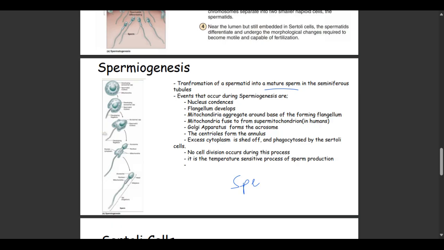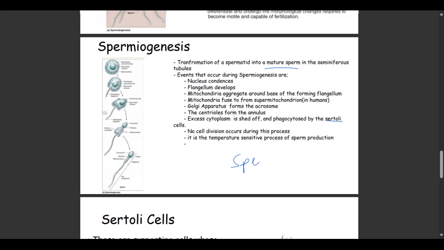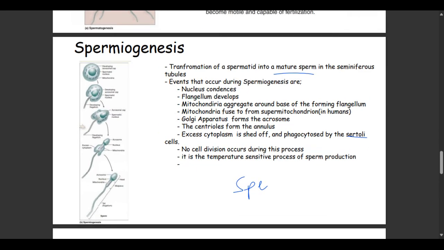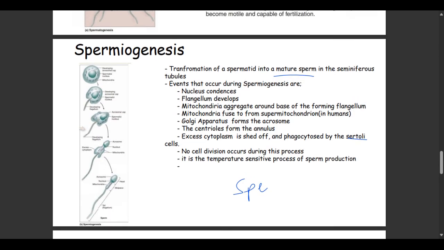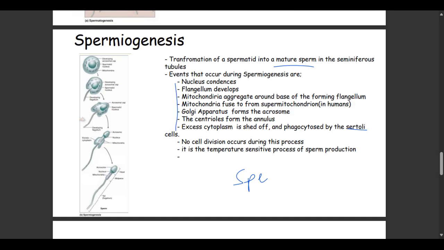The Golgi apparatus forms the acrosome, and the centrioles form the annulus. Okay, and the excess cytoplasm is shed off, and it is phagocytosed by the Sertoli cells. No cell division occurs during this process, and it is a temperature-sensitive process of sperm production that requires a temperature slightly lower than the normal body temperature in humans. So that is basically what is happening in spermiogenesis, as you can see, summarized pictorially and also with these steps occurring there.